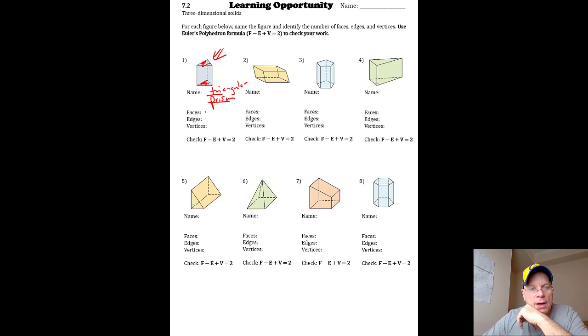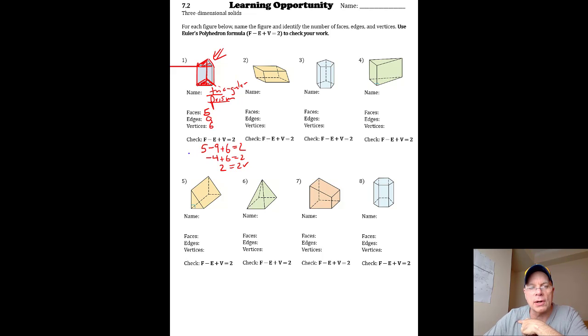Then you want to count the faces. Those two triangles are two of the faces, and there's three more rectangles. So 2 and 3, so 5 faces. The edges, there's 3 edges for each triangle, and 3 more connecting the two triangular bases, so there's a total of 9 edges. And the vertices, 3 vertices on each triangle, so a total of 6 vertices. But then you need to substitute those numbers into Euler's formula. So 5 minus 9 plus 6 equals 2. 5 minus 9 is negative 4. Plus 6 equals 2. And negative 4 plus 6 is 2.